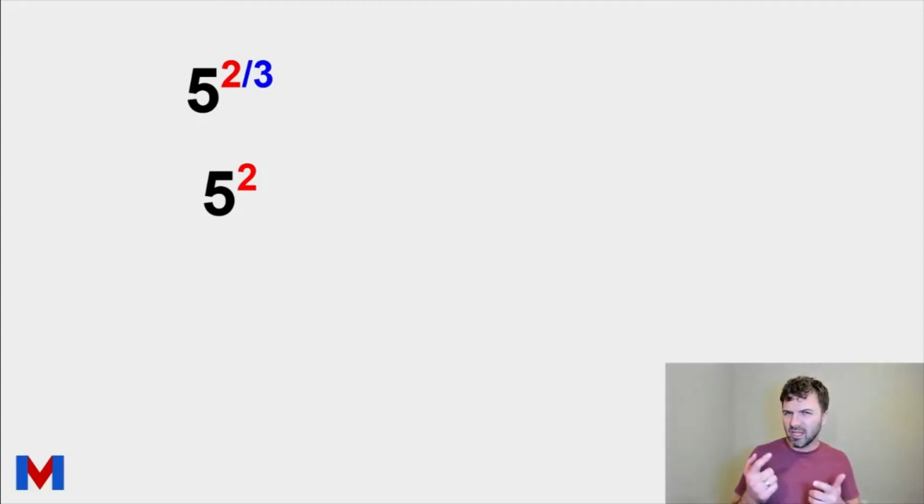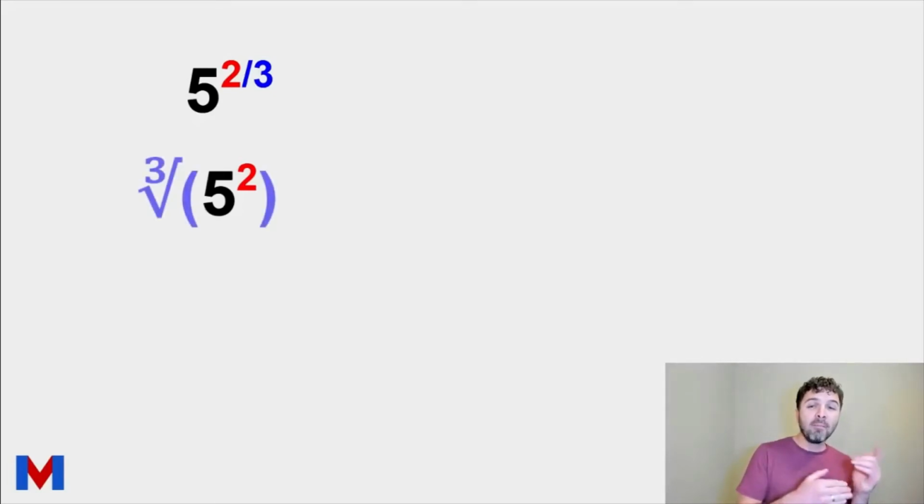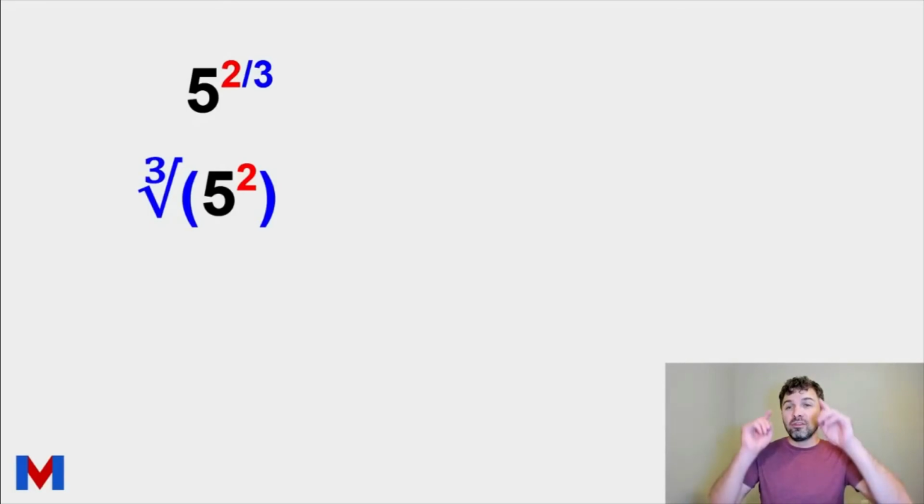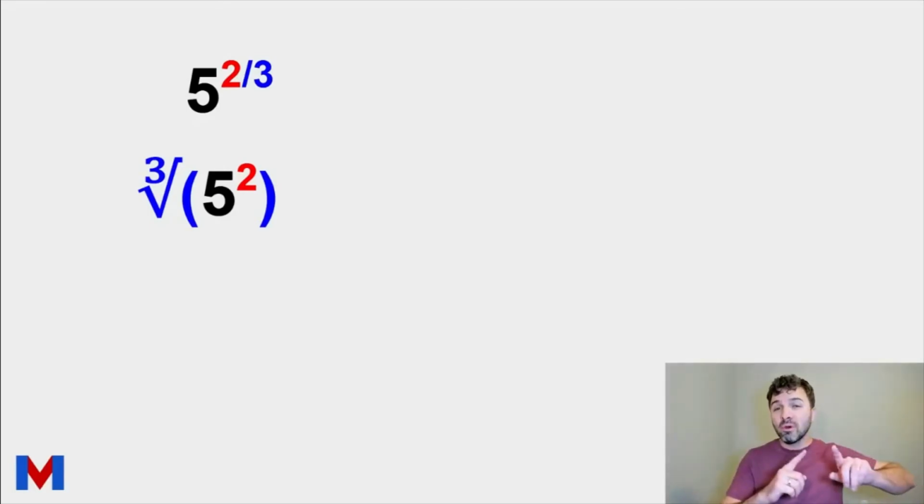Because remember, division and fractions are the same thing. Anyways, divided by 3 becomes the cube root. It's a root. The numerator is the normal exponent, the normal power. The denominator is the root. And that's it. All right, let's look at one more example here.